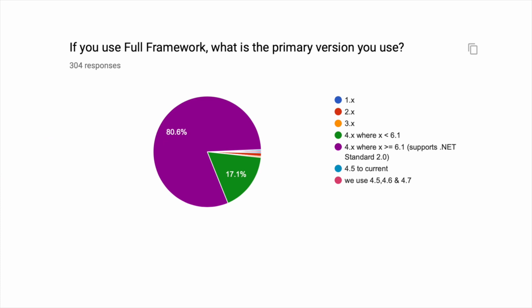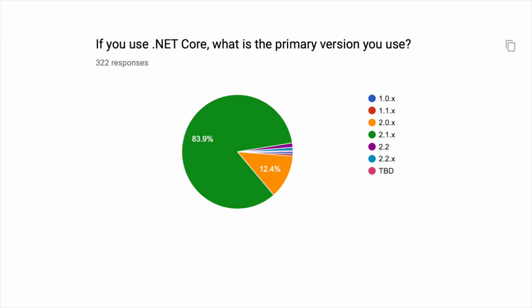In terms of full framework version, we tried to figure out whether it's safe to assume that if we target .NET Standard 2.0, then most of the applications will be able to use our agent. It turns out that this is true. More than 80% of the responses use full framework 4.6.1 or newer, and those are versions that already support .NET Standard 2.0. Around 17% use 4.x, where x is smaller than 6.1, so they won't be able to use a .NET Standard 2.0 library. On .NET Core, basically almost everyone already uses 2.0 or 2.1.